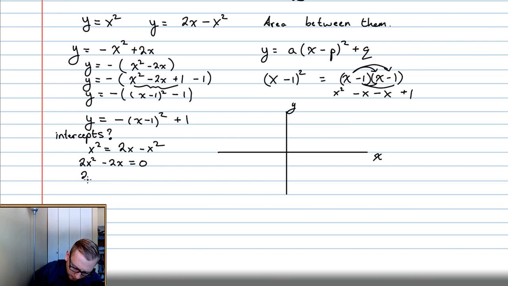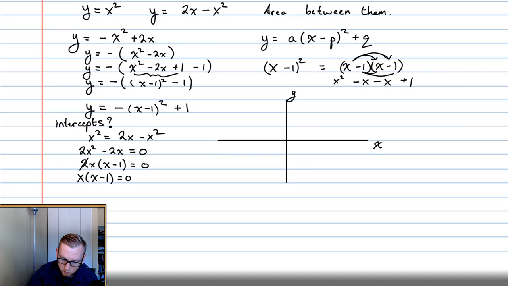If we take out a 2x, then we'd have these values. Which means we would have, well, the 2 doesn't matter. If we divide that out, we'd just have x times x minus 1 equals 0. So what values of x give us 0? Well, that's x equals 0, and well, when x is equal to 1. Okay, so we know an intercept is at 0 and at x equals 1.